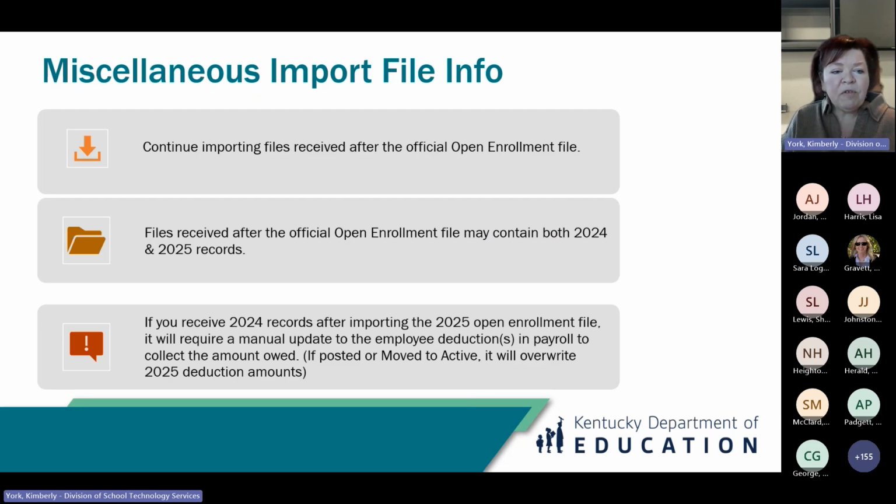So, miscellaneous import file info. You want to continue importing your files received after the official open enrollment file. Files received after the official open enrollment file may contain both 2024 and 2025 records. But this is important. If you receive 2024 records after importing the 2025 open enrollment file, it will require a manual update to the employee deductions in payroll to collect the amount owed. If posted or moved to active, it's going to overwrite those 2025 deduction amounts. So that's important.